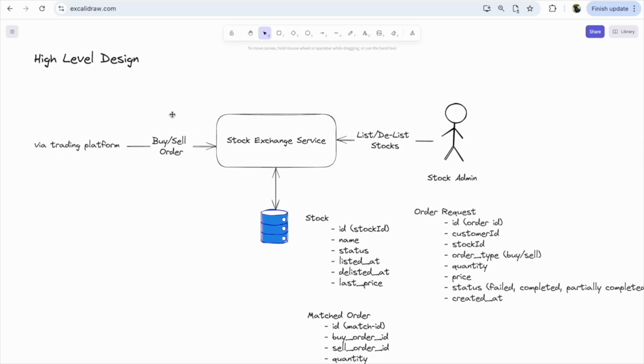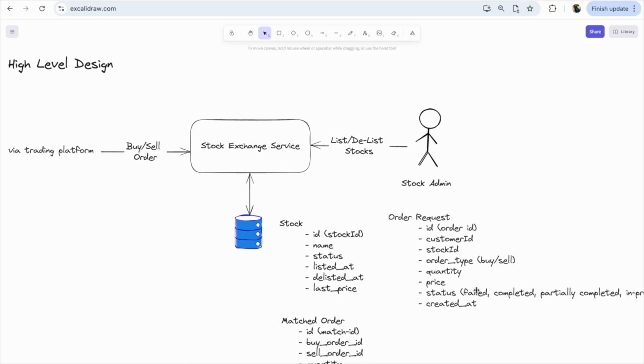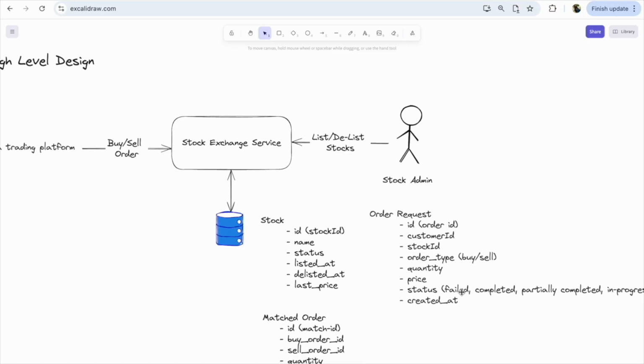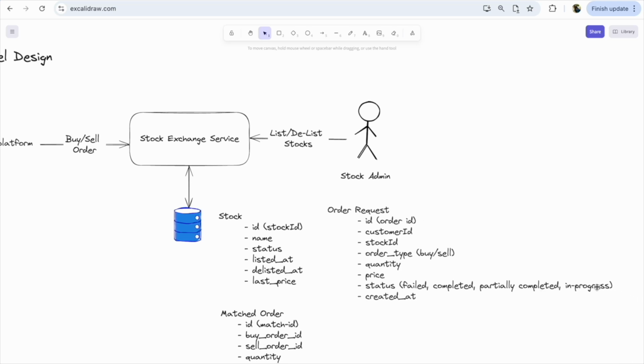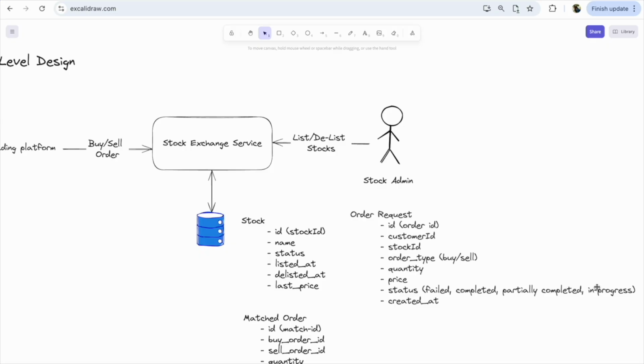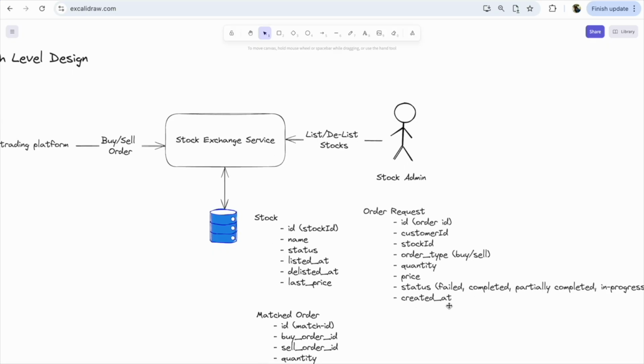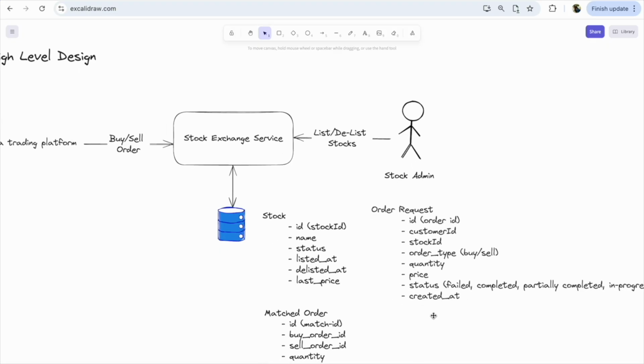Next, the buy and sell orders are coming to the system. So we have an order request table. It will have the order ID, the customer ID who is placing the order, the stock ID, order type, whether it is a buy or sell order, the quantity, the price, and status. The status can be completed, failed, partially completed, or in progress, so different kinds of status for the order. And also it will have the created at timestamp.